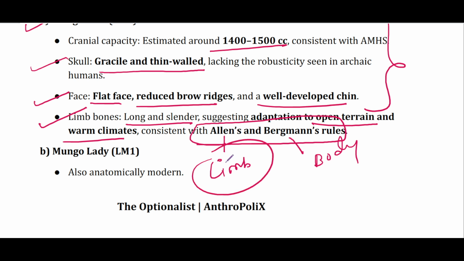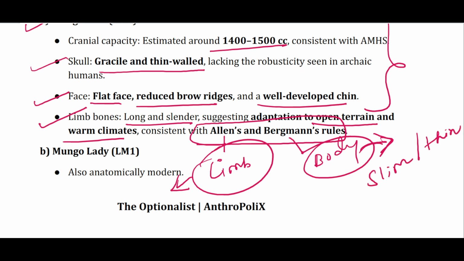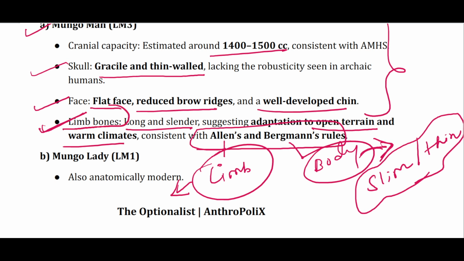Allen's rule for warm climate says that the limbs should be longer for smoother heat exchange, so that the heat can escape and the heat of a warm climate does not affect the organism. And about the body, Bergmann's rule says that the body volume in a warm climate should be slim or thin so that heat dissipation is efficient. So the limb morphology here is consistent with both Allen's and Bergmann's rules, and all the features are consistent with that of modern Homo sapiens.